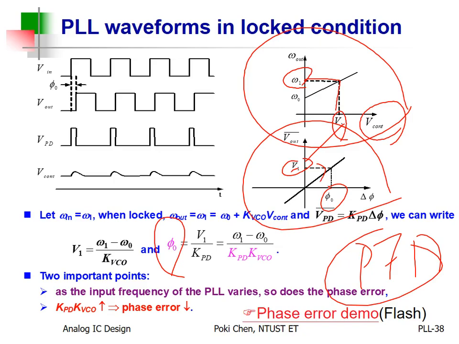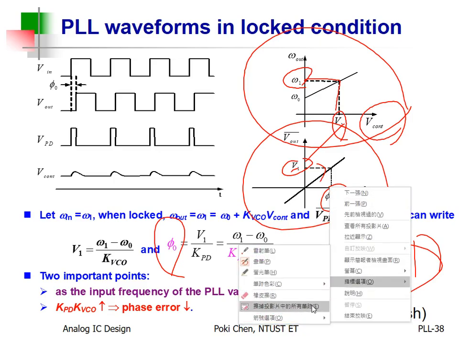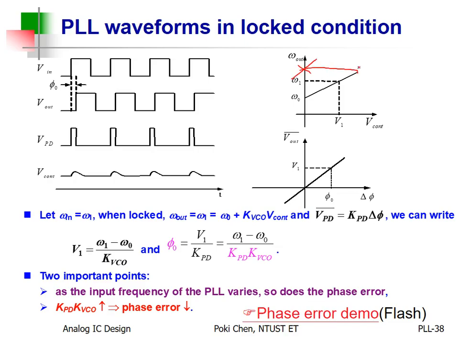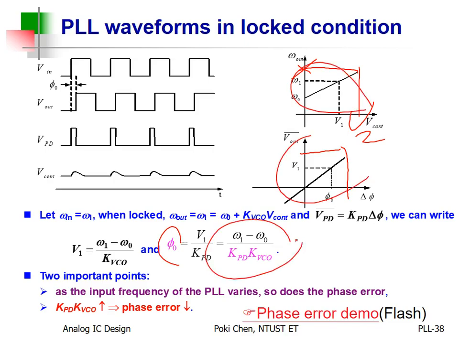That's it. Okay? So it means what? The higher the input frequency, the higher the control voltage for the VCO. The higher control voltage for the VCO means what? Ooh, larger phase error. I think you are unhappy with this. After a very simple linear calculation, within 1 minute you can make it by yourself, you get this. Phase error equals omega 1, the input frequency, minus omega 0. What does that mean? From the beginning, if V control is zero, we have some kind of fundamental oscillation frequency. That's it. And divided by KPD times KVCO.